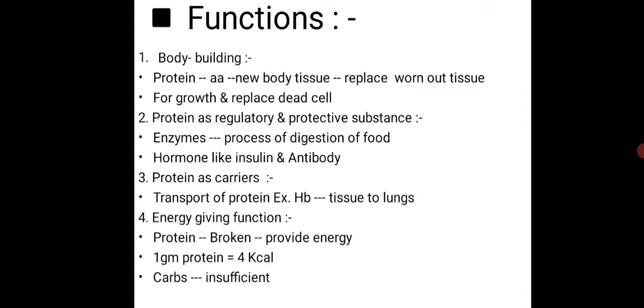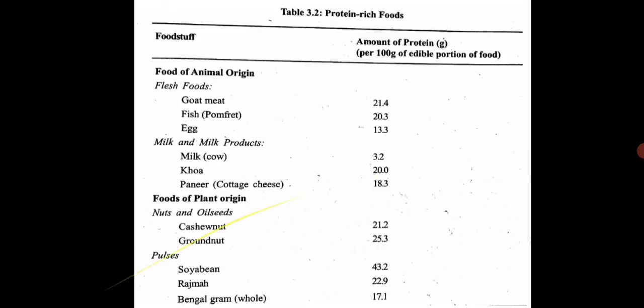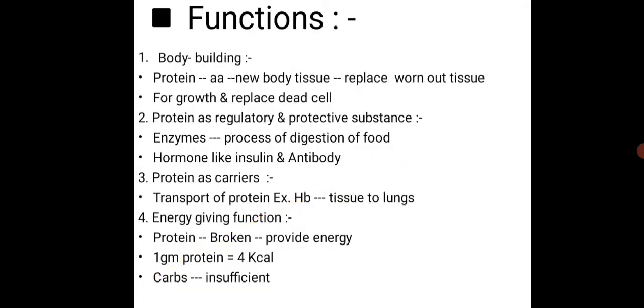Transport of protein, for example, Hb, hemoglobin. What is it? It transports oxygen from the lungs to the tissues, and it also transports CO2 from the tissues to the lungs, and then out of the body. So what is required for gaseous transport? Hb, hemoglobin, is required.